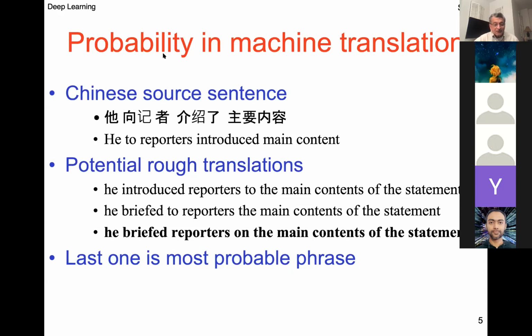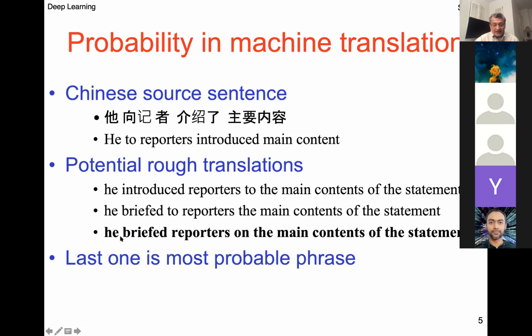Great. All right. Thanks for being brave and reading it for me. Well, here is a literal translation of this Chinese sentence: He to reporters introduced main content. If you just literally translate it, that is not a very good translation because it's not very meaningful. Potential rough translations: he introduced reporters to the main contents of the statement. Okay, that makes sense. He introduced reporters to the main contents of the statement, or he briefed to reporters the main contents of the statement.